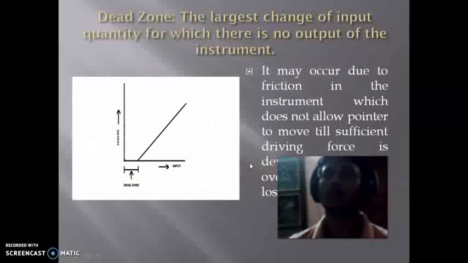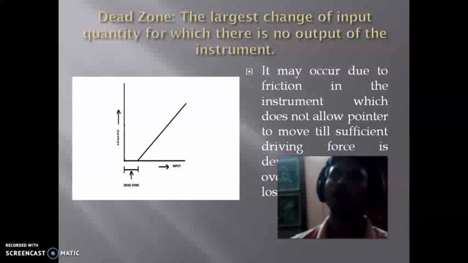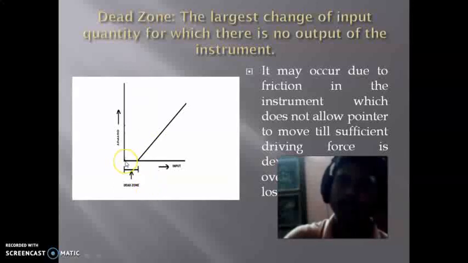Next one is dead zone: the largest change of input quantity for which there is no output from the instrument. Suppose we want to get some value in the output due to a change in input, but for some input change we are not getting any output. This kind of region is called a dead zone. Here we are giving some input, but we are not getting output from this section. So this zone is called the dead zone, and the time in which we get no output due to a change in input is also called the dead time.